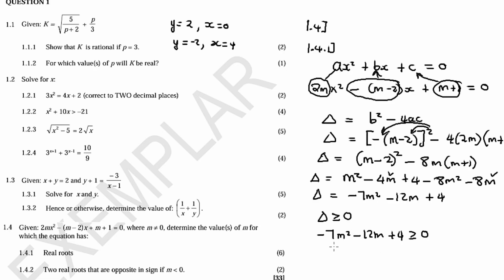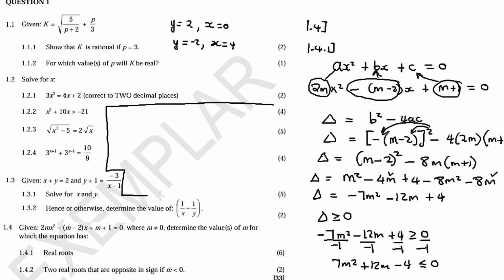So in this case, let's divide by minus 1 throughout. Then 7m squared plus 12m minus 4, and change the direction of the inequality sign, so it becomes less than or equal to 0. The a must always stay positive. You can solve with the negative still there, but I prefer having a as a positive.